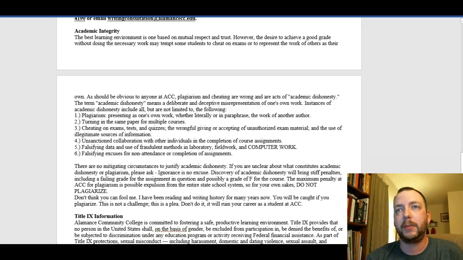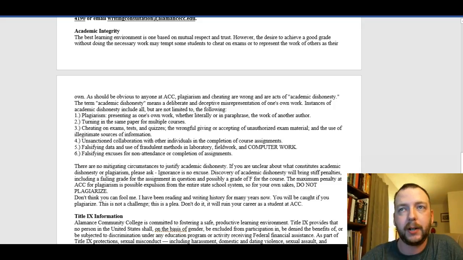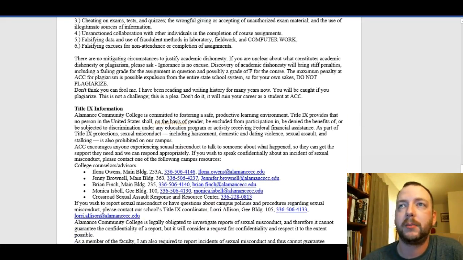Instances of academic dishonesty include, but are not limited to, the following: plagiarism, and that would be presenting as one's own work, whether literally or in paraphrase, the work of another author. Other academic dishonesty terms: turning in the same paper for multiple courses, cheating on exams, tests, or quizzes, unsanctioned collaboration, falsifying data, or falsifying excuses. There are no mitigating circumstances to justify academic dishonesty. If you're unclear about what constitutes academic dishonesty or plagiarism, please ask me.